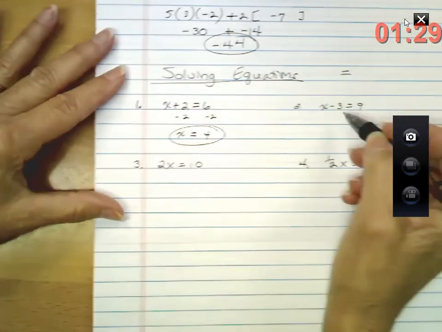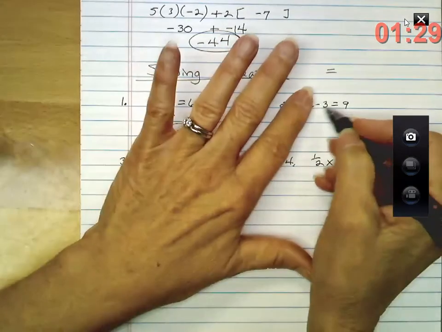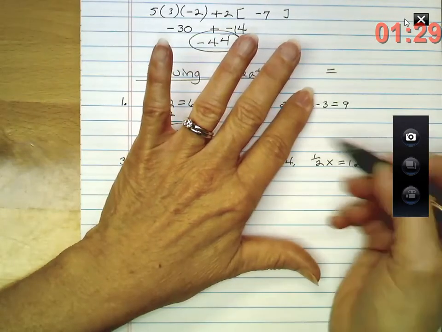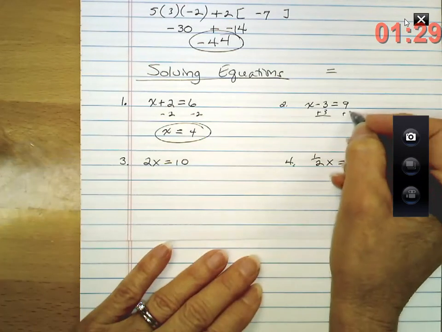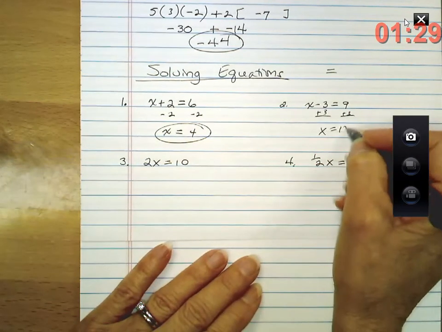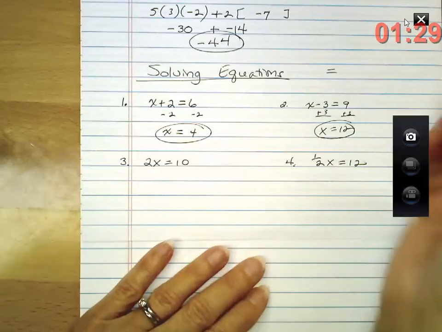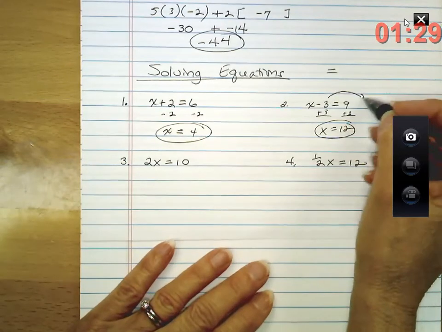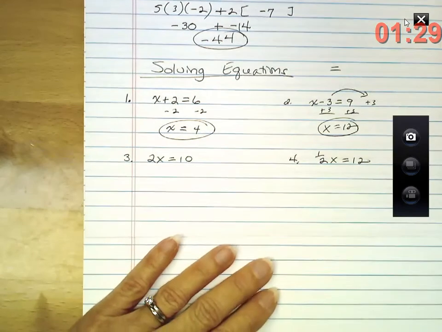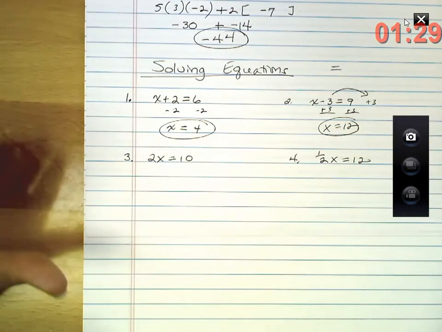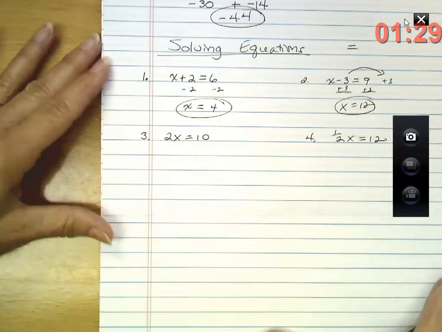Now on this one, if this is subtracting 3, what should you do to each side? Add a 3. So x is 12. If you do it the way it's shown, this moves it over here and makes it a plus 3, so 9 and 3 is 12. But I know everybody in here can figure out what the answer is without doing all that.